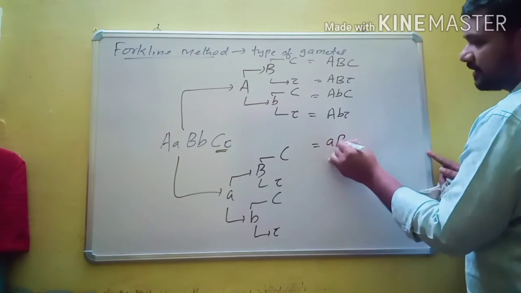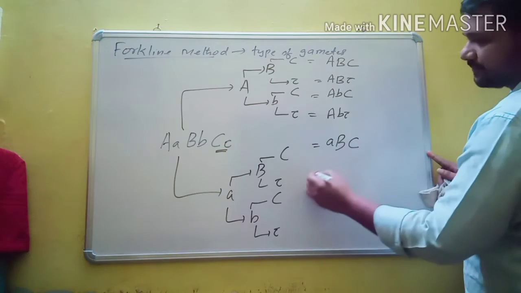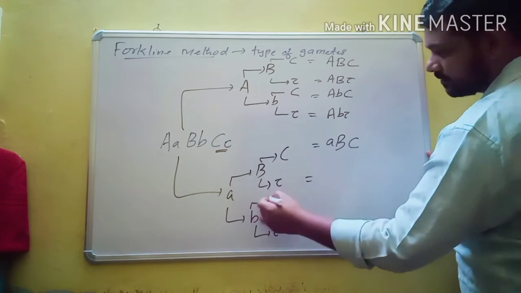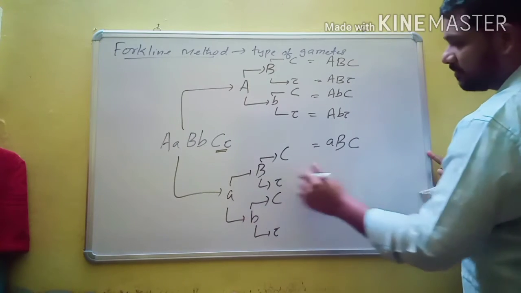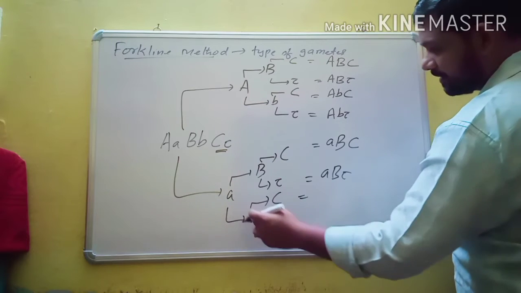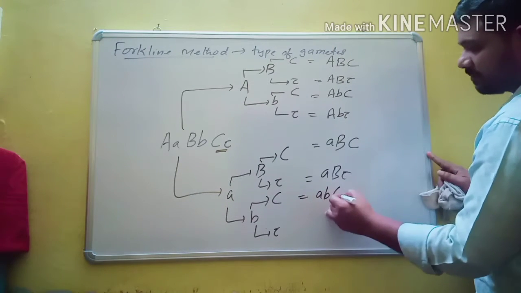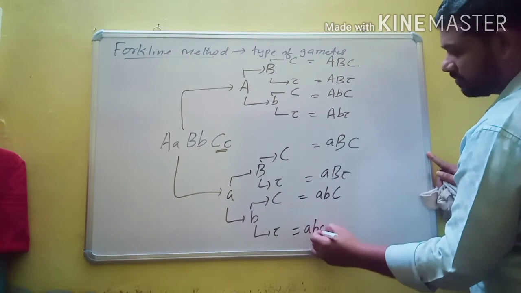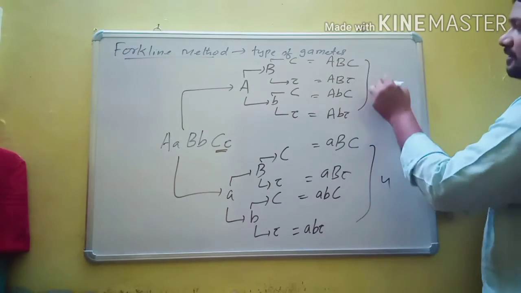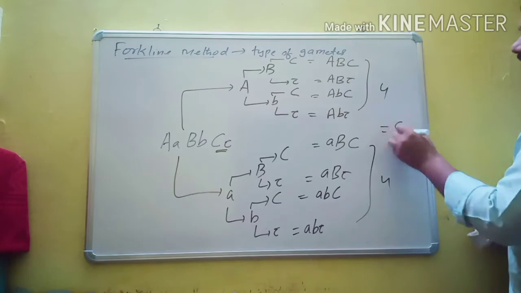Here also 4 gametes: small a, capital B, capital C; small a, capital B, small c; small a, small b, capital C; small a, small b, small c. So these are 4 gametes, and those are 4 gametes. So total 8 gametes will come.